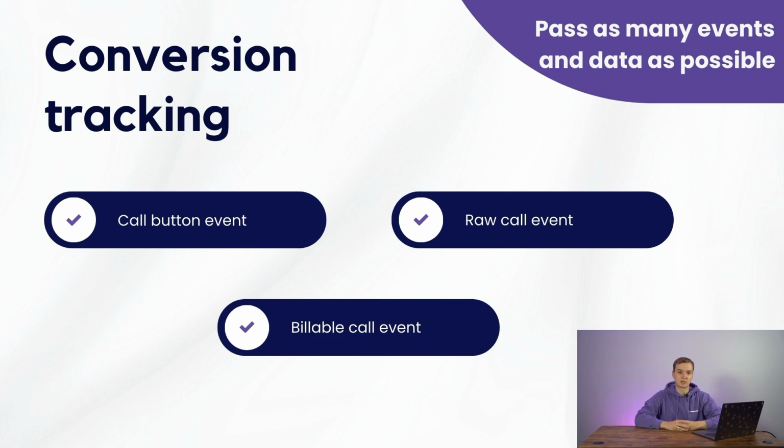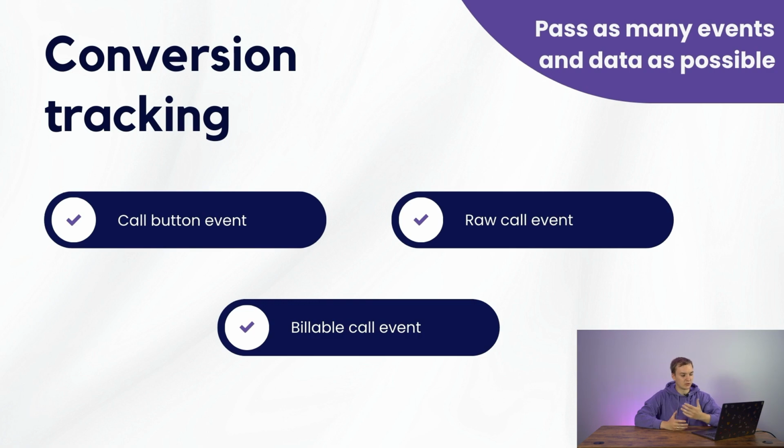So the first one is called button event. So a visitor goes to a landing page, he sees that element information, and if he's interested, he will call. But before calling, he will actually need to press the button to call. So this is our first event. And our next event is a raw call, meaning that we pass conversion on every call that is connected, so like over 0 seconds. That's what we call a raw call. And finally, the third event is our billable call. So a billable call is when we as an affiliate marketer are getting paid. So it's usually after a 90-second or 120-second duration.